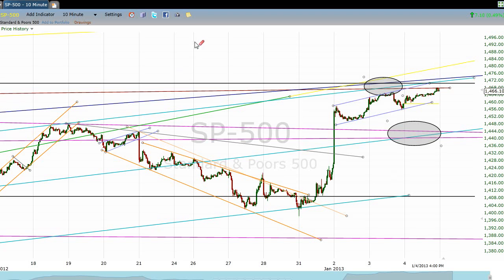Right now, I would say that we were good to go on the call that once we get over one of these orange lines, we should start up.